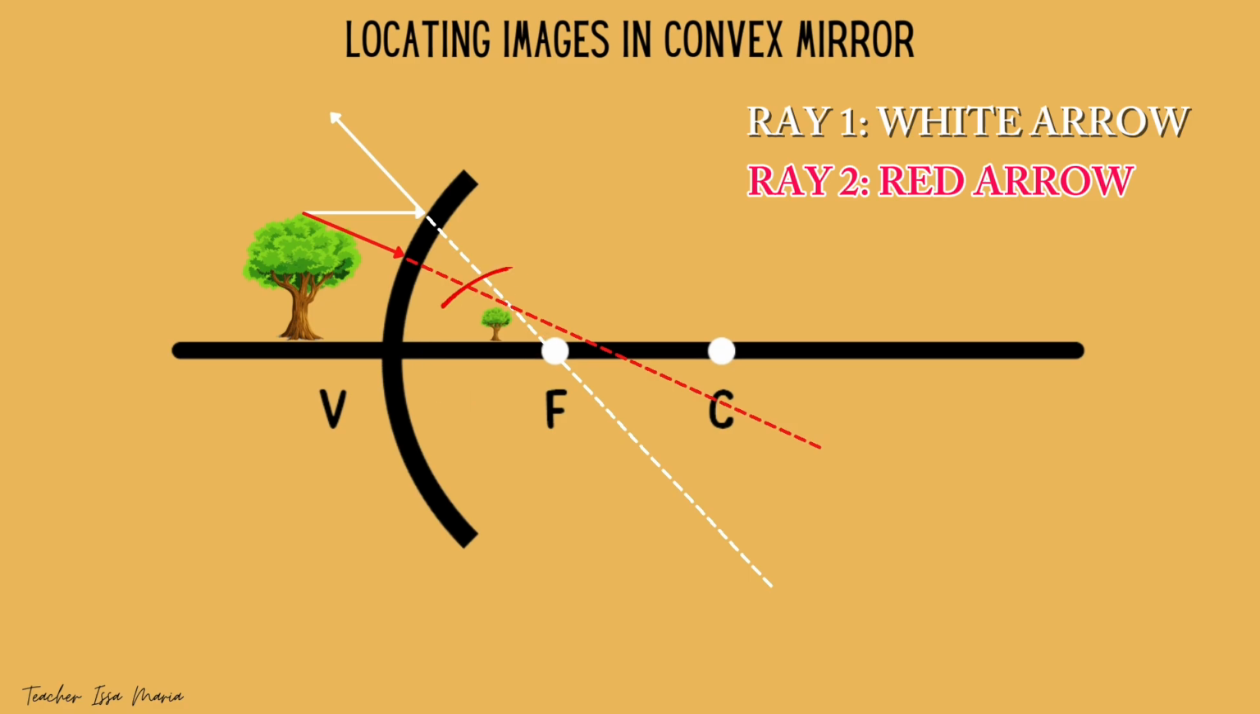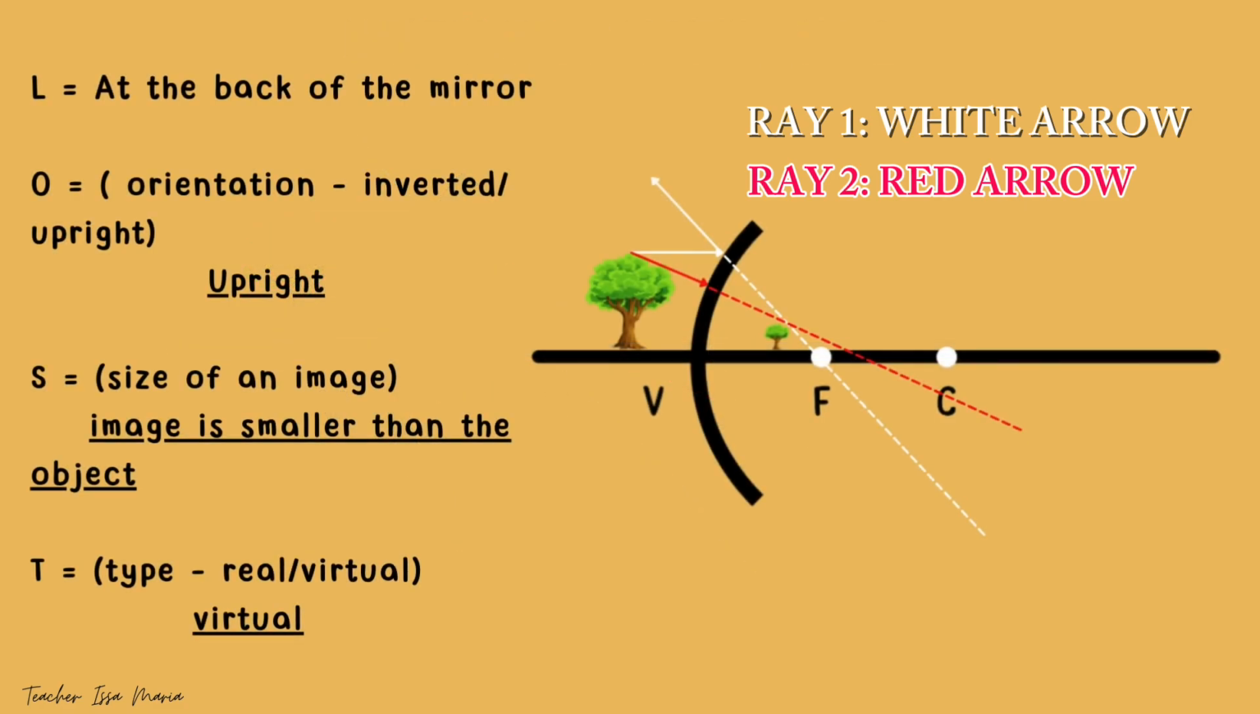No matter where you place the object in front of a convex mirror, the image has the same characteristics. It is always virtual, upright, and diminished, meaning smaller than the object. That's why convex mirrors are perfect for giving drivers a wider field of view even if objects appear smaller.